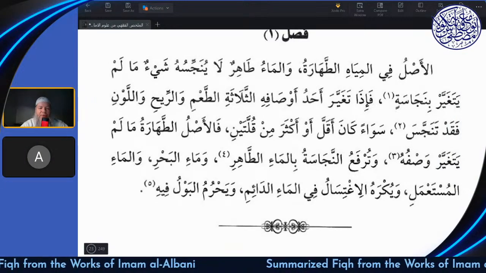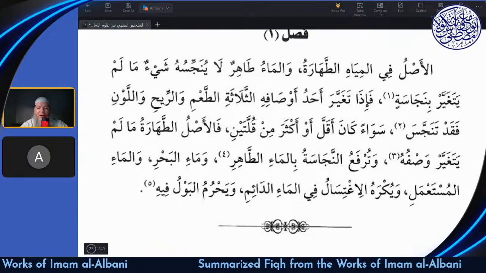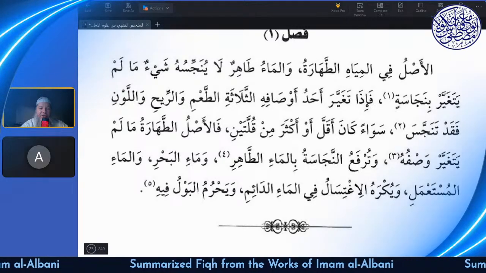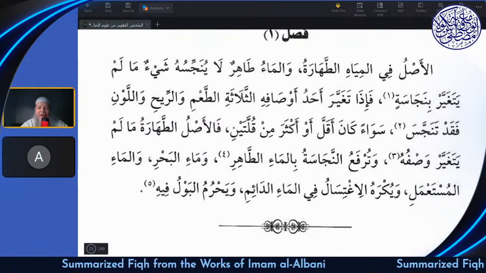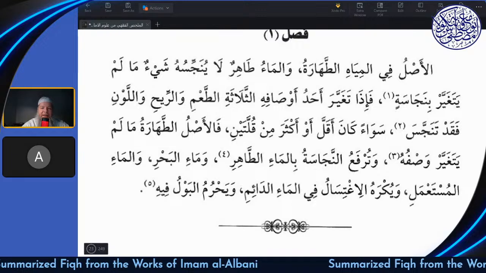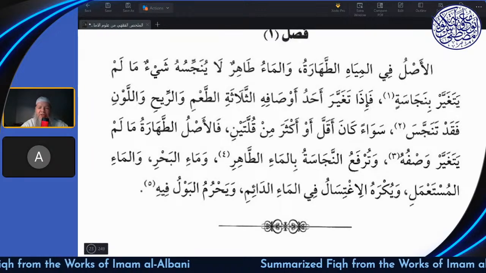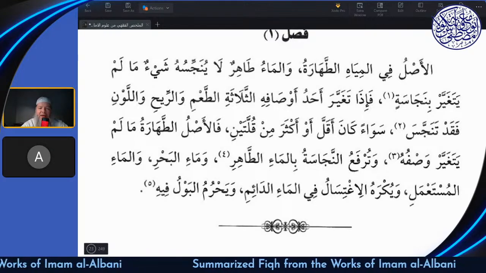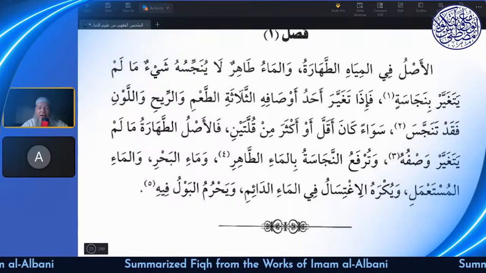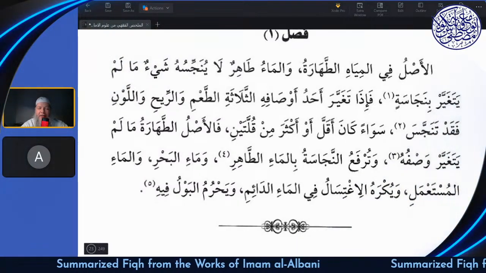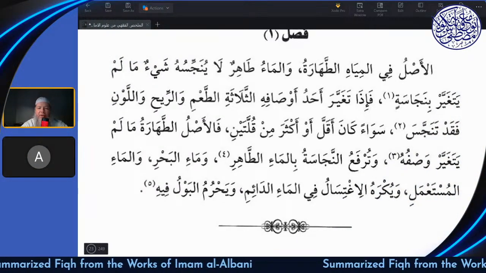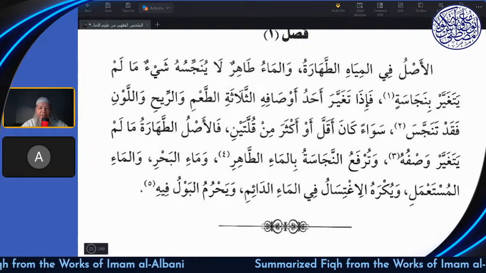فالأصل الطهارة ما لم يتغير وصفه. So the origin, or the foundation, is purity as long as its description is not changed. وترفع النجاسة بالماء الطاهر. And najasa is removed by pure water.